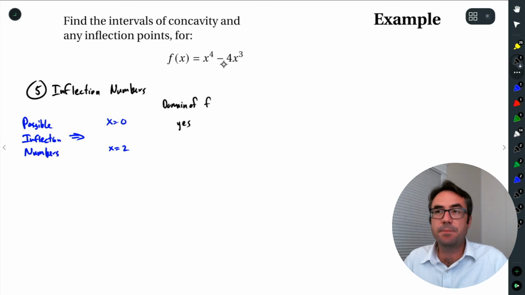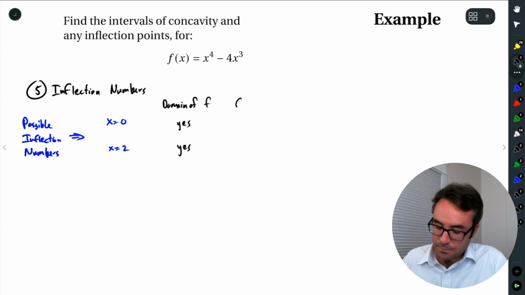Yeah, so this is a polynomial. So it's always defined. So x equals 0 is in the domain of this function. Same thing, x equals 2. This is a polynomial, so we can plug 2 in and get something meaningful out. So both of these are in the domain of our original function. The next thing we need to look for is a change in concavity.